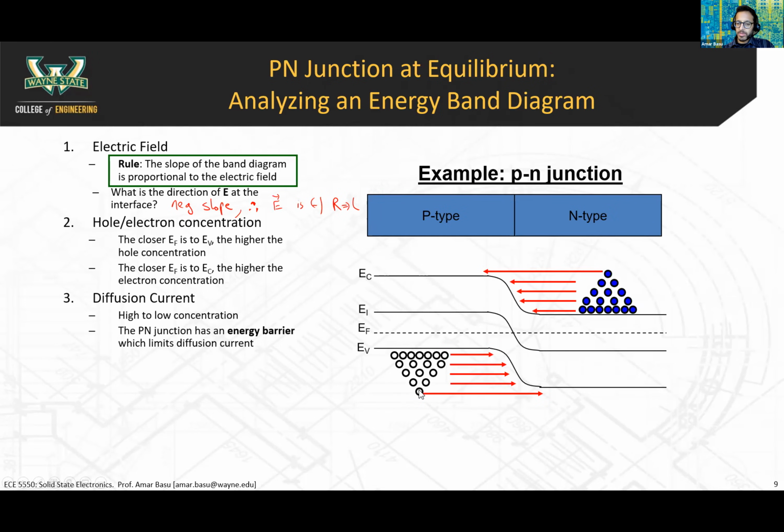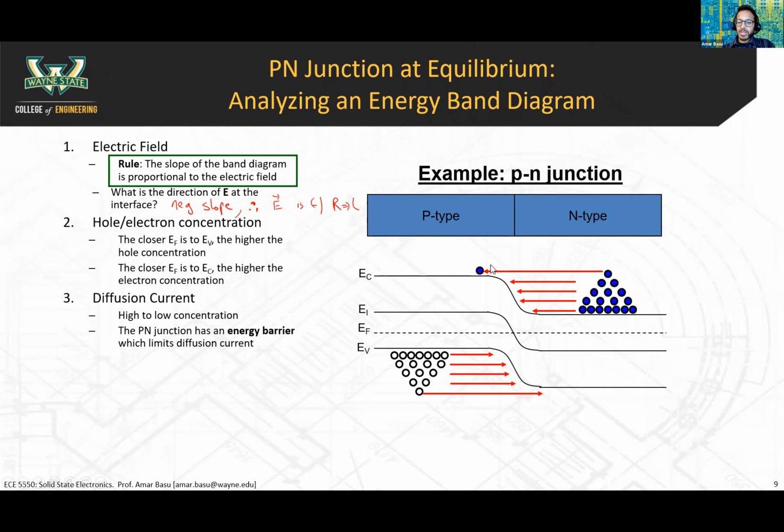Similar with holes. Only the holes that happen to be at the lowest energy state can diffuse over into the n region. Remember, holes can only go horizontally, and they can also go downwards. A hole moving from high to low energy is the equivalent of an electron moving in the opposite direction.